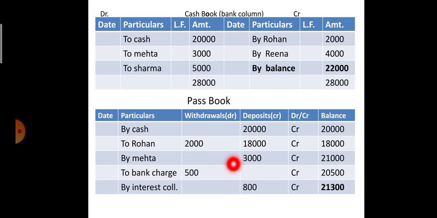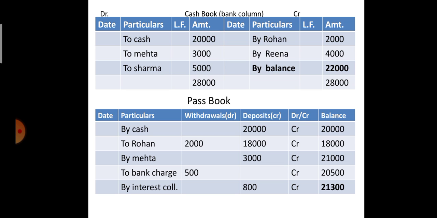And the last transaction: the bank has collected interest on our behalf, 800 rupees, recorded in the credit column, 800. Because of this the bank balance has increased, but since it is not recorded in the cash book, it will not increase the cash book's bank column balance.